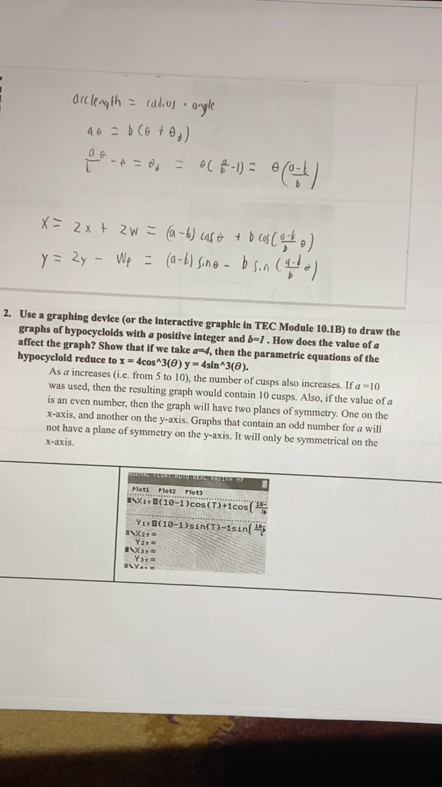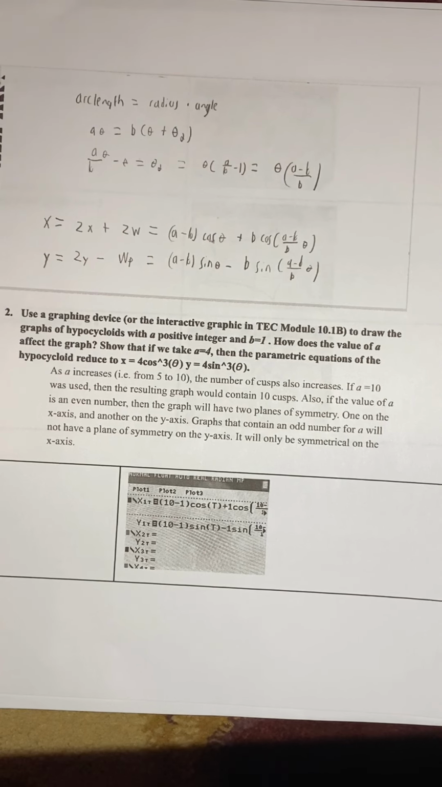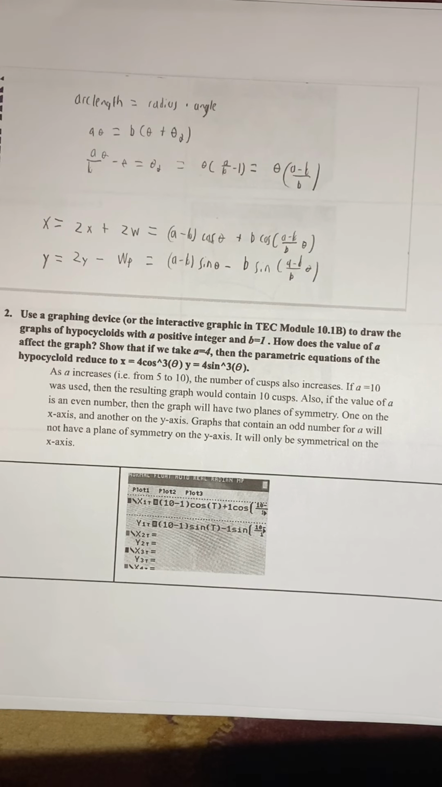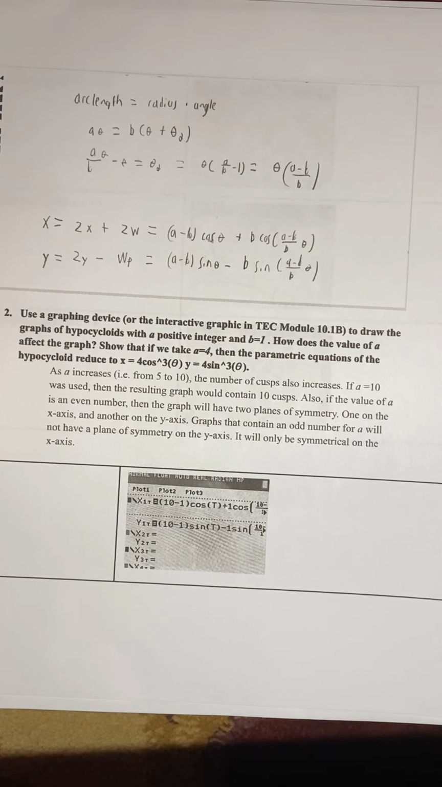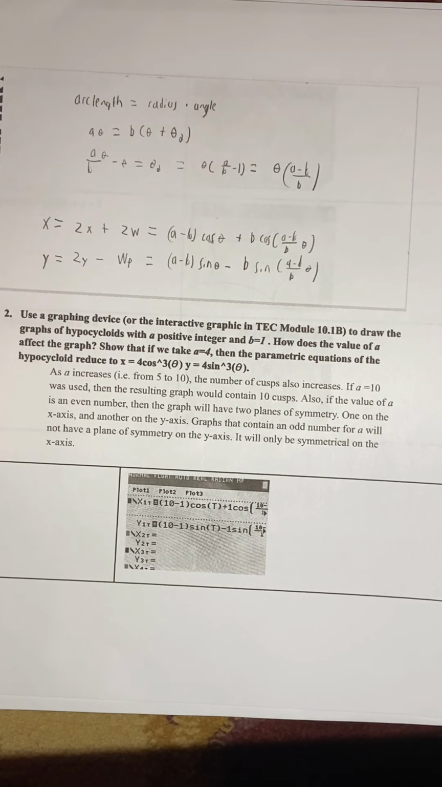Basically, because of the new found theta 2 value, we can use, again, cosine and sine equations to define what ZY, ZX, ZW, and WP would be. Using, again, trigonometry, we can determine that ZY will equal A minus B times sine theta, ZX will equal A minus B times cosine theta, ZW will equal the radius B times cosine of A minus B over B theta, and WP will equal B, the radius B times sine of A minus B over B theta.